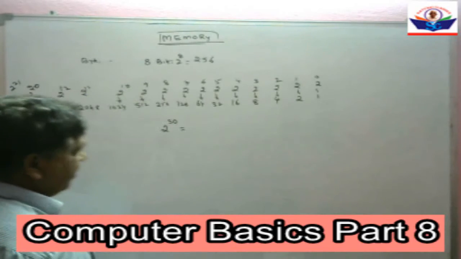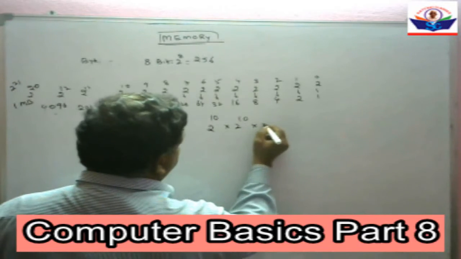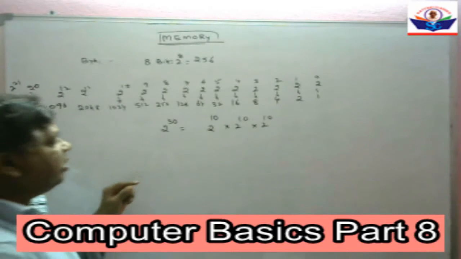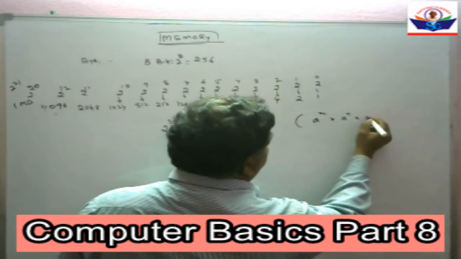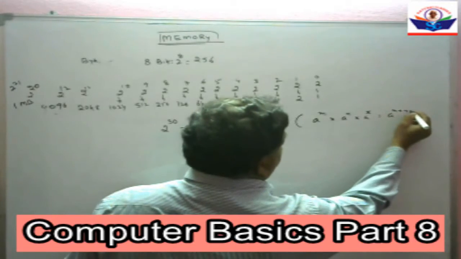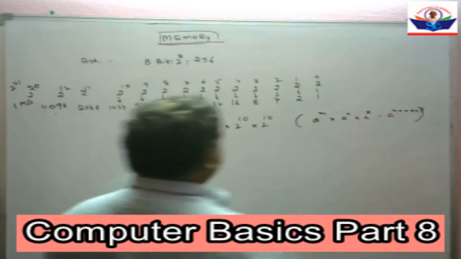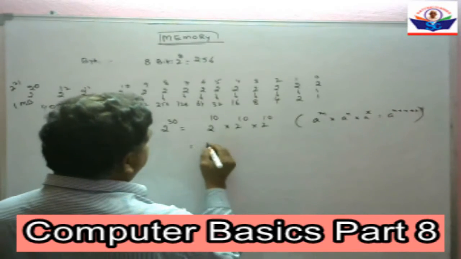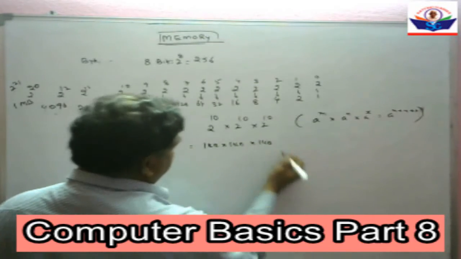Now, 2 to the power of 30 can be written as 2 to the power of 10 into 2 to the power of 10 into 2 to the power of 10. We are applying the formula a power m into a power n into a power x is equal to a power m plus n plus x. This is a mathematical formula. We are applying this formula here. So, what is 2 to the power of 10? 1 KB into 1 KB into 1 KB.